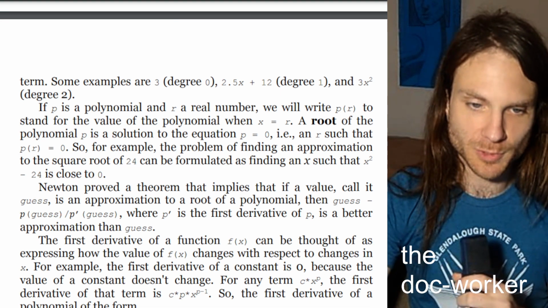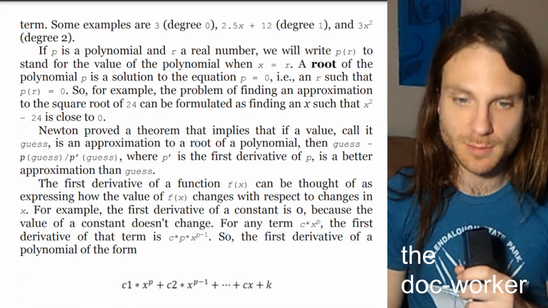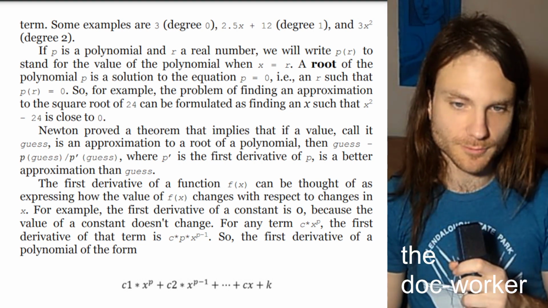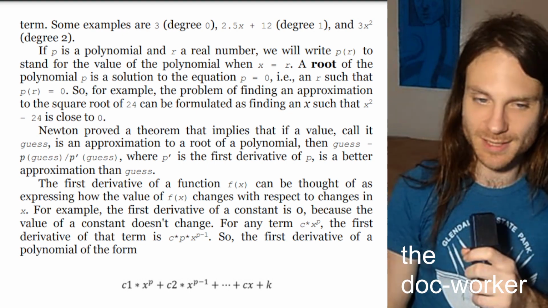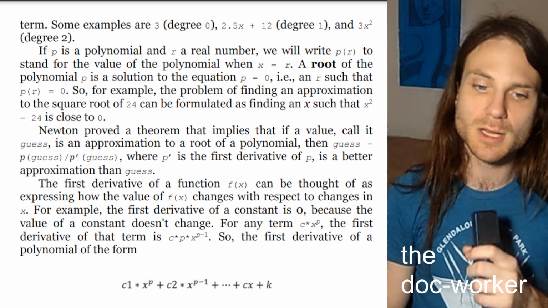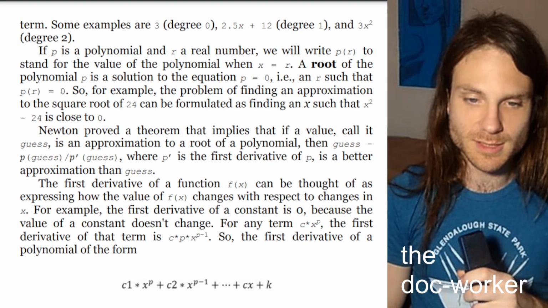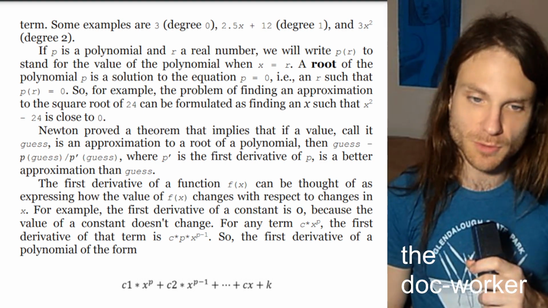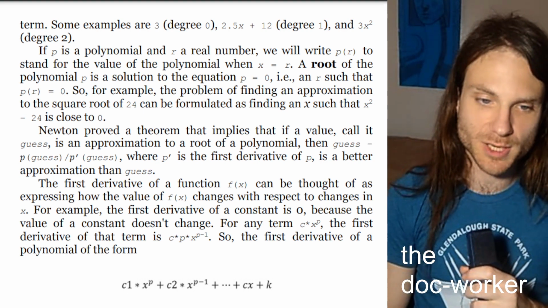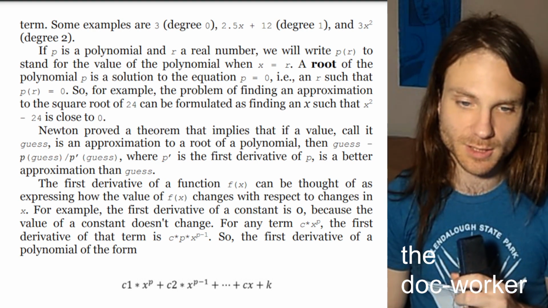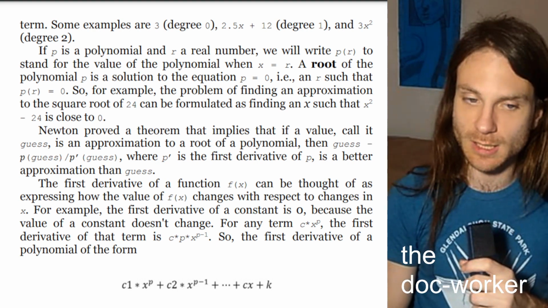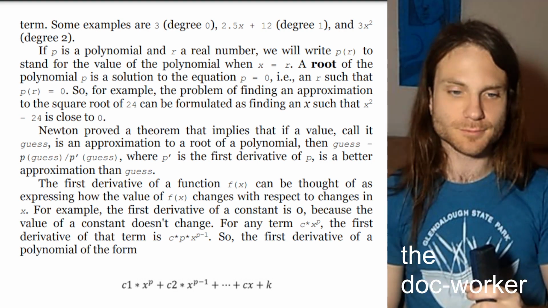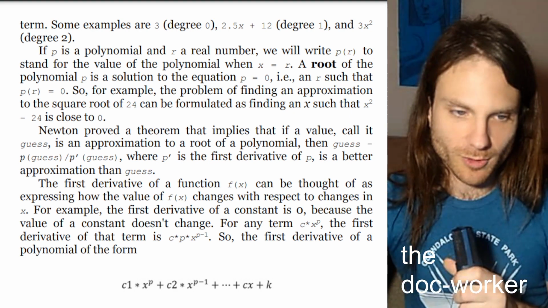If p is a polynomial and r a real number, we will write p(r) to stand for the value of the polynomial when x equals r. A root of the polynomial p is a solution to the equation p = 0. That is, an r such that p(r) is equal to 0. So, for example, the problem of finding an approximation to the square root of 24 can be formulated as finding an x such that x squared minus 24 is pretty close to 0, you see. Again, don't worry.